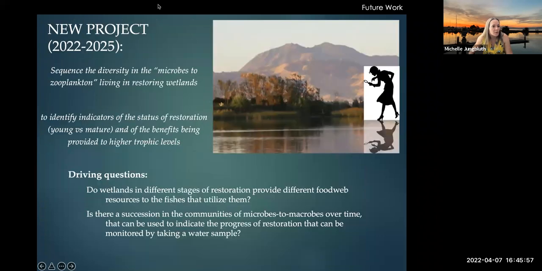That inspired a new project to sequence the diversity of microbes to zooplankton living in restoring wetlands. We just started field sampling this January to identify indicators of the status of wetland restoration and of the benefits being provided to higher trophic levels. The driving questions: do wetlands in different stages of restoration provide different food web resources to the fishes that utilize them? And is there a succession in the communities of microbes to macrobes over time that can be used to indicate the progress of restoration, that can be monitored by taking a water sample?